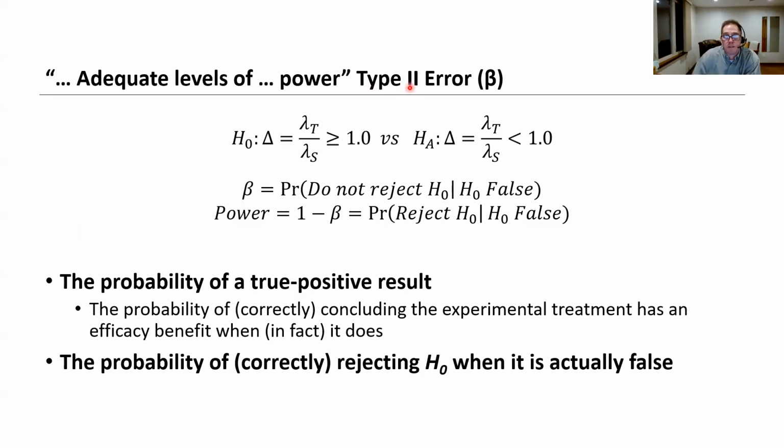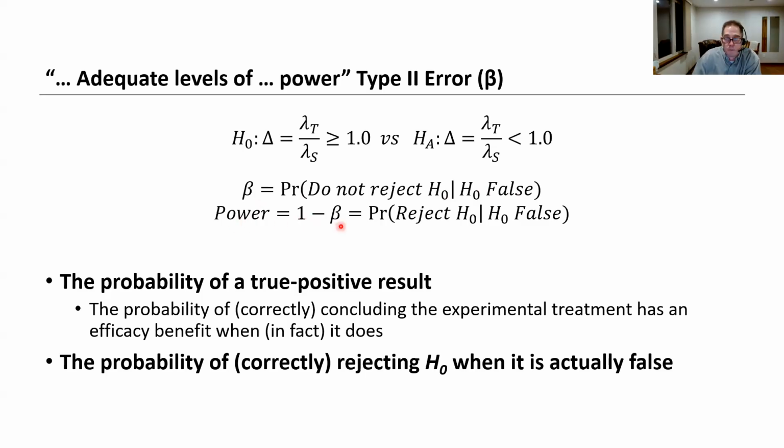We want the type 2 error rate, sometimes called beta, to be small also. So here's my hypothesis. It's the same thing. Same hypothesis, no change here. Beta here is the probability that when your null hypothesis is false, which means that the experimental arm truly is effective, you don't reject it. So it's the probability that you fail to reject the null hypothesis when it is in fact false. This is a beta or type 2 error.